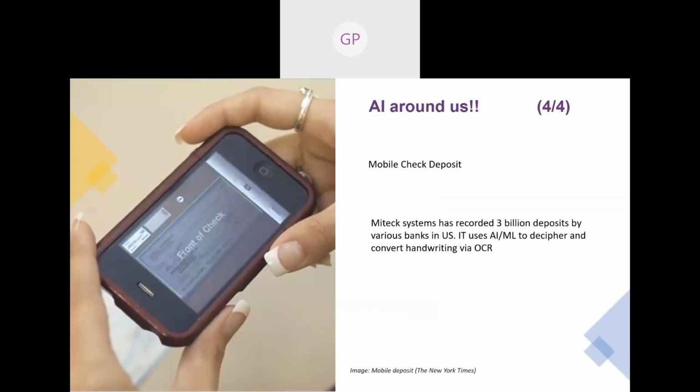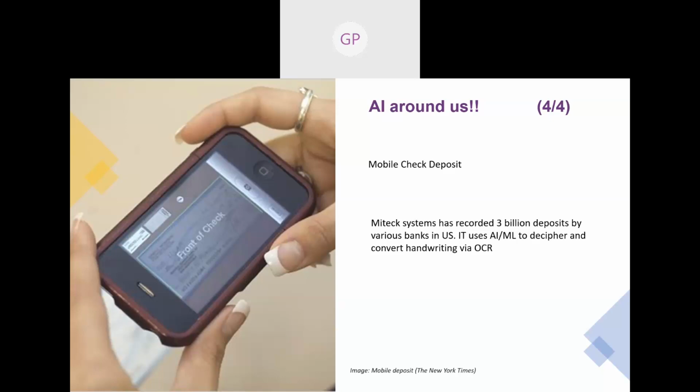And this is something new which I found: mobile check deposit. There is a company called MiTek Systems, which has recorded around 3 billion deposits by various banks in the US, and it uses the mobile camera to scan the check and send it out. This is being used widely now, and it converts the handwriting via OCR.